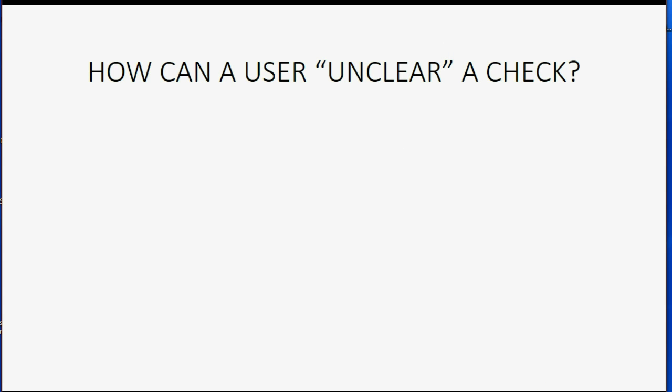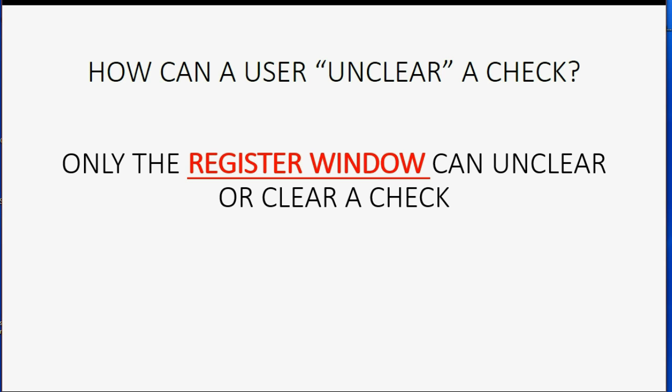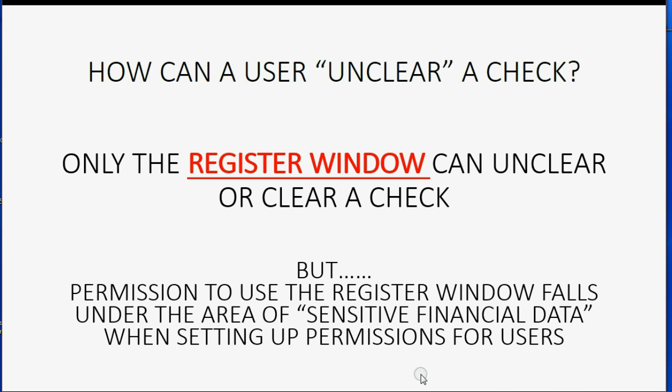So how can a user unclear a check if they're not doing bank reconciliation? If you're not in the bank reconciliation, only the register window can unclear or clear a check. And that's the reason why permission to use the register window falls under the area of sensitive financial data when setting up permissions for users.